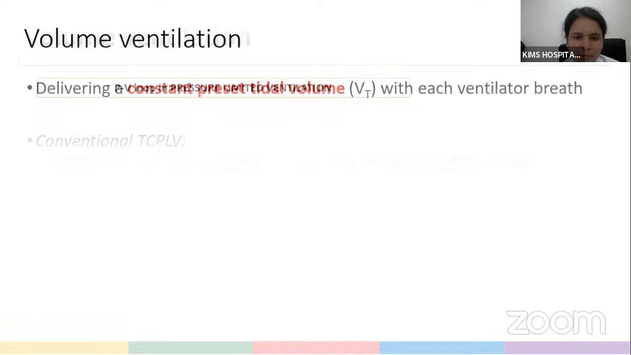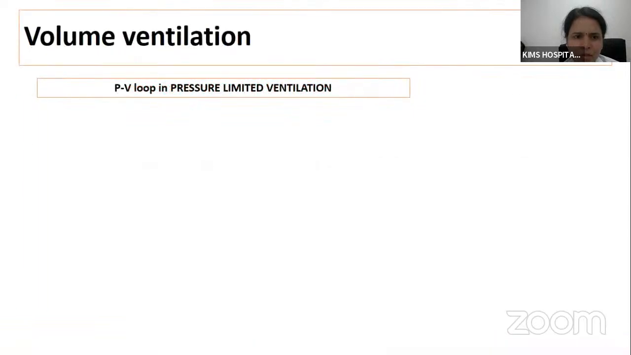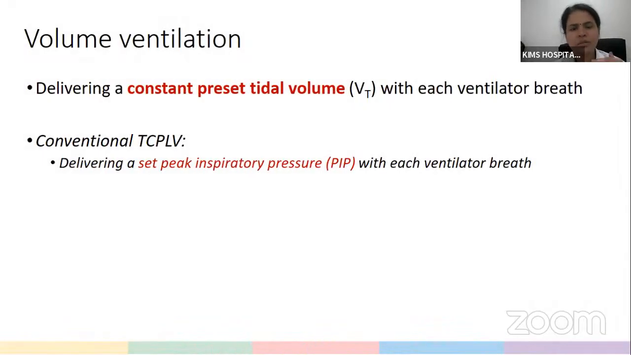So if you take the classical volume ventilation, it works on the principle that instead of controlling the peak pressure during every ventilation, say we set PIP, I want the peak pressure to be at say 20 centimeters of water in each breath, instead of pressure, we try to determine the preset tidal volume that needs to be delivered with each breath. So in an adult, say we want to achieve 500 ml per breath. So that becomes the control variable in each breath. Whatever pressure is required in order to achieve that volume is used during each breath.